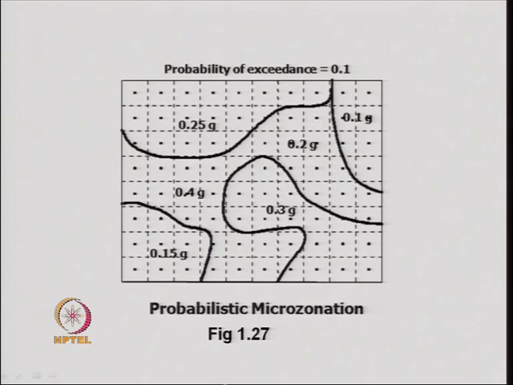This one shows the probabilistic microzonation. Here, the numbers associated with each subregion show the level of peak ground acceleration whose probability of exceedance is 10%, here 0.25G. So, we take 10% probability of exceedance, that is 10% risk, and based on that one can design the buildings with this peak ground acceleration.